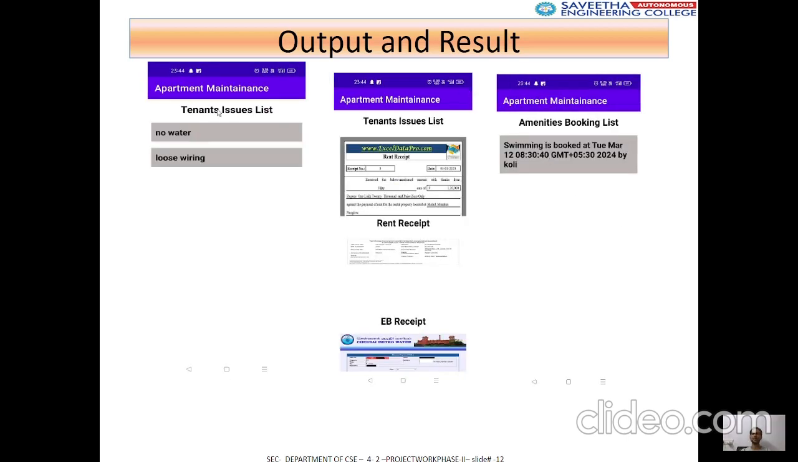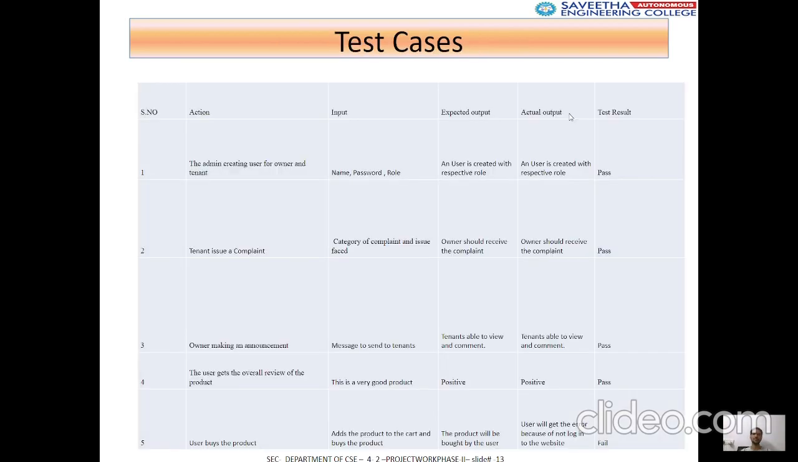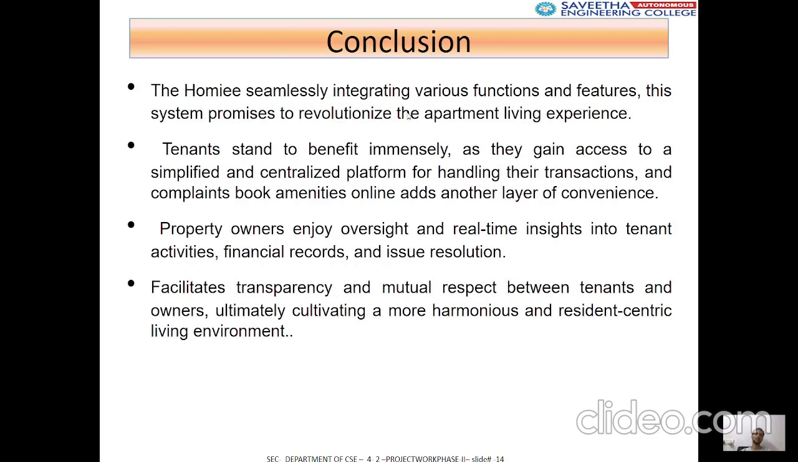And this is the owner page, and he can see the issues that have been booked by the tenant. He can see the rent receipt, the EB receipt, whichever receipt the tenant has uploaded. The owner is able to view it, and the owner is also able to see the amenities that have been booked by the tenant. And these are the test cases provided, and this is the conclusion.